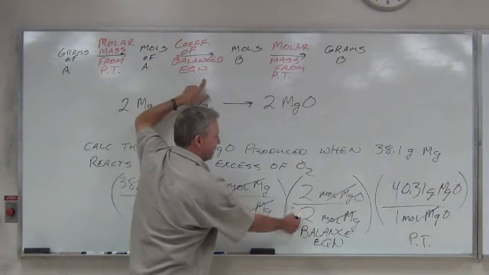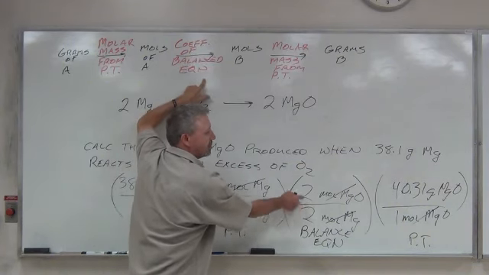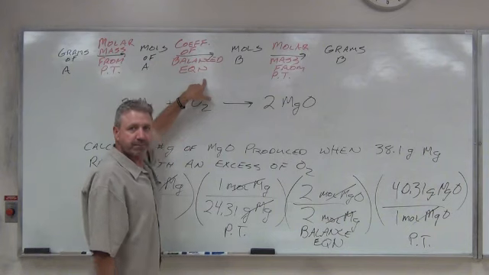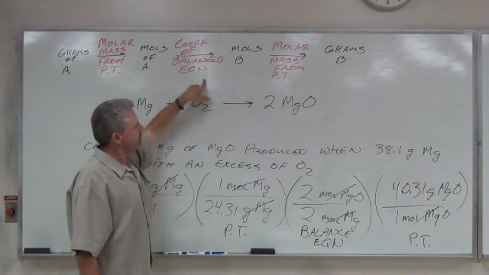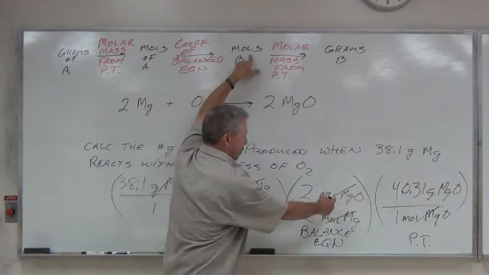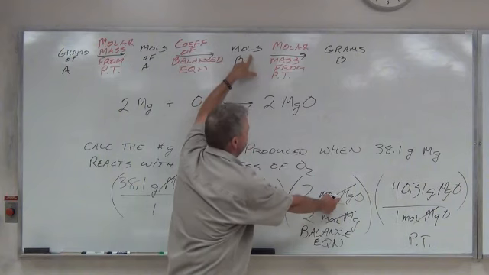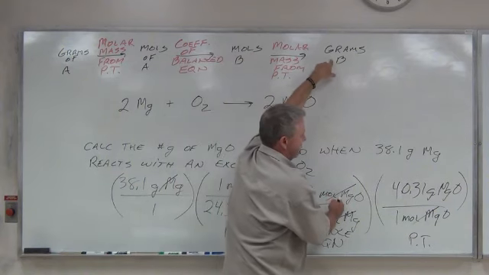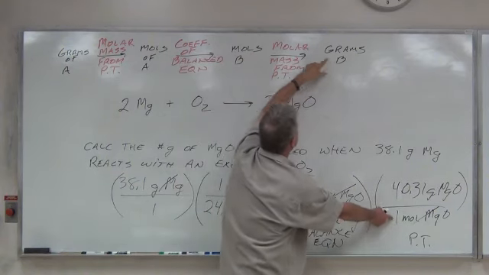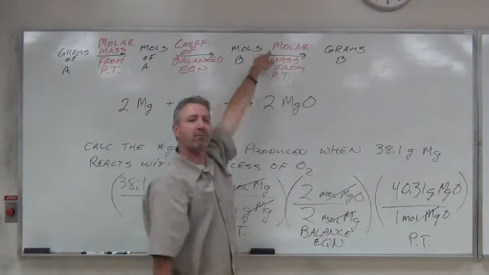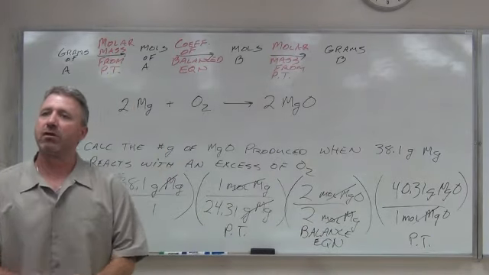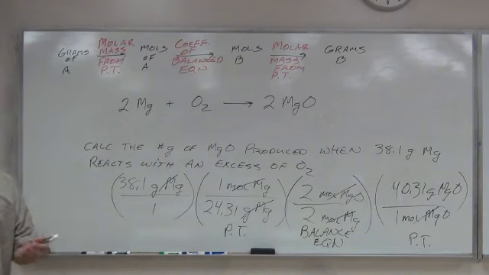coefficients of the balanced chemical equation. Once we had moles of B, in this case magnesium oxide, we wanted grams of B. We went back to the periodic table and got the molar mass. This is as long a calculation as you're going to have to do. Okay, we're going to do a couple other ones that are shorter.